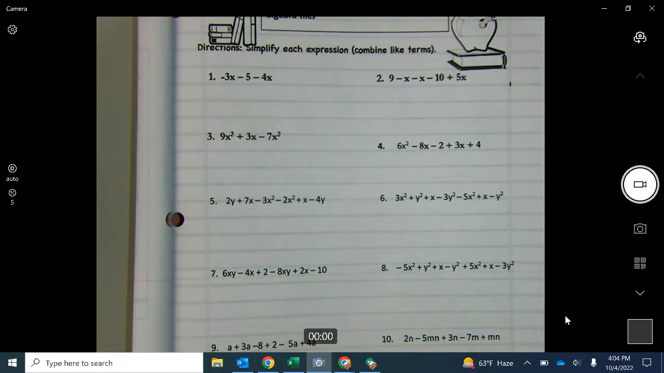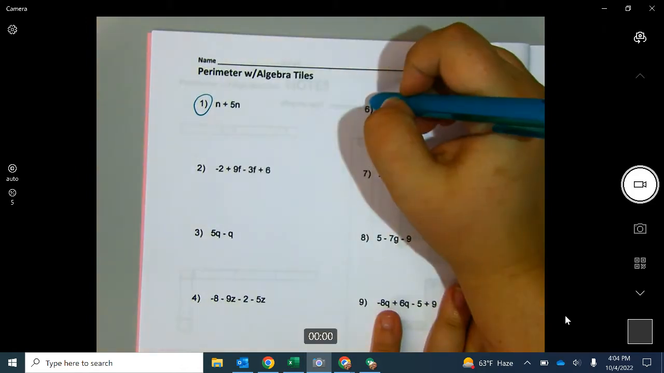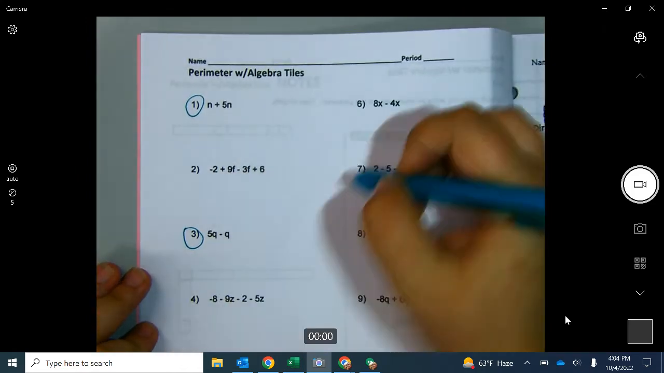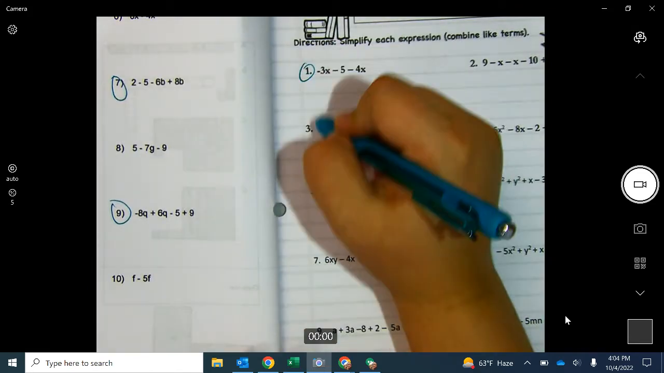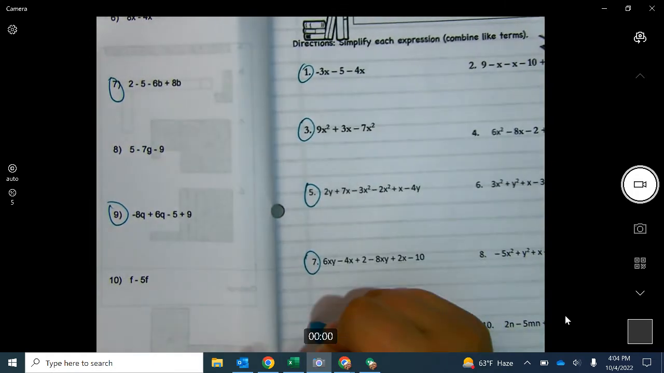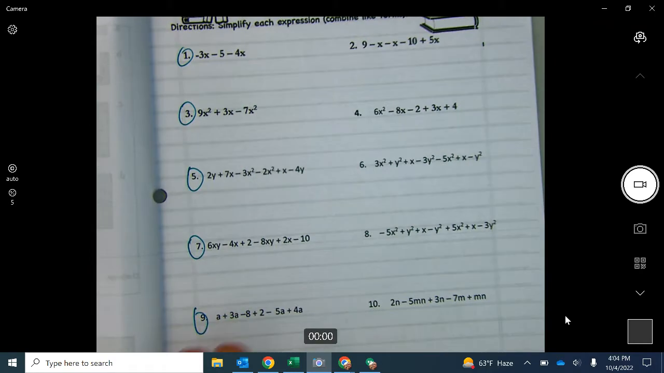So I'm asking you guys to do the odds on both page 6 and 7. Okay, so just 1, 3, 5, 7, 9 on page 6. And then the same thing on page 7: 1, 3, 5, 7, 9. All right, so those are the ones that I'm asking you guys to do in class today while I am not here. So let's go ahead and go over how to do problems like this, okay?